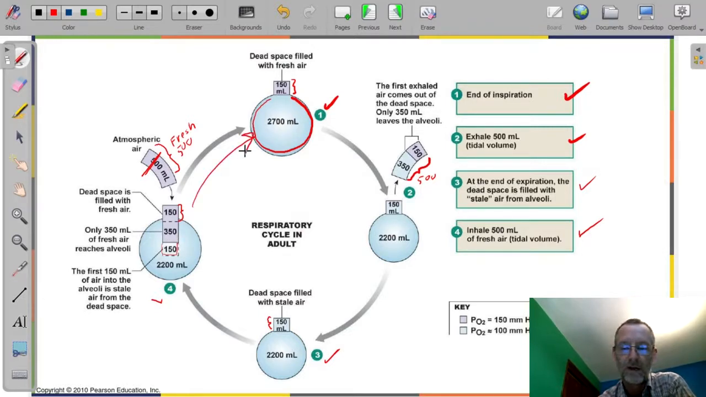So you should be able to work your way through this and make sense out of the 500 mils that are being exhaled and inhaled. Okay, that's it for that.